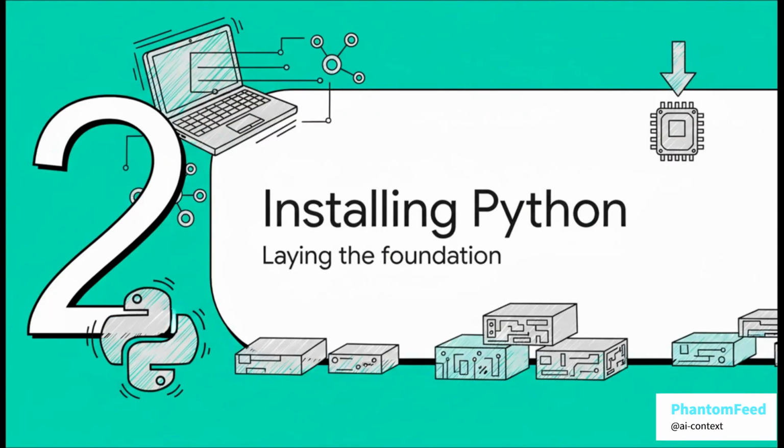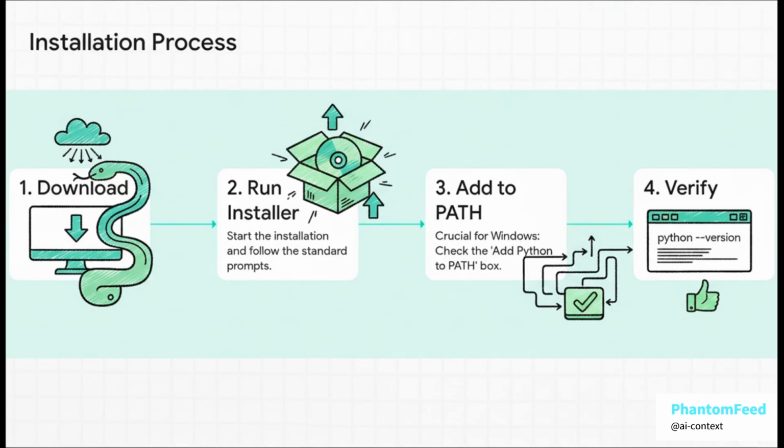All right, the decision is made. Alex is all in on Python. Now it's time to actually get our hands dirty, lay that foundation, and get it installed on the machine. You'd be surprised at how straightforward this is. First, Alex just heads over to the official Python website to download the latest version. Simple. Next, they run that installer file. Now, we're going to talk about step 3 in just a second because it's really important. But finally, to make sure everything worked, Alex just pops open a terminal and types python --version. If a version number shows up, success.